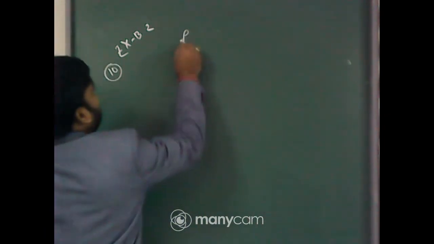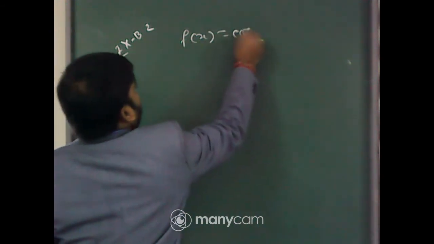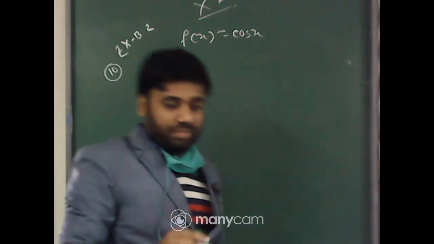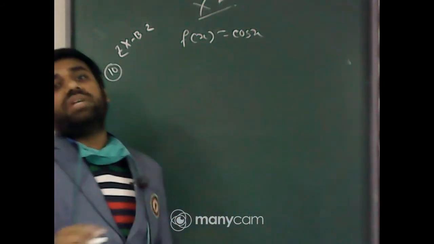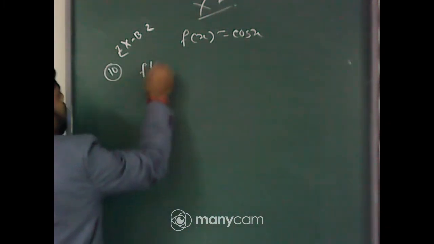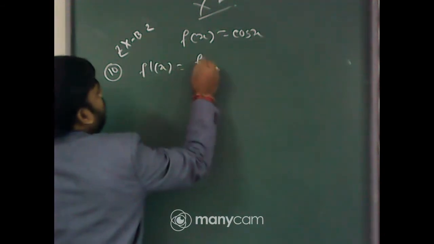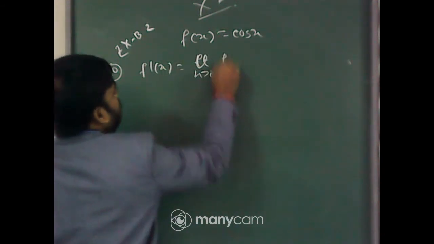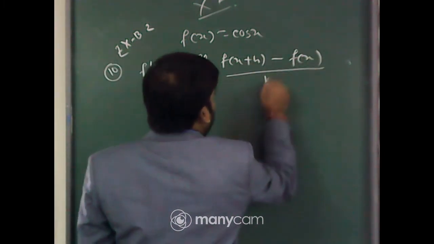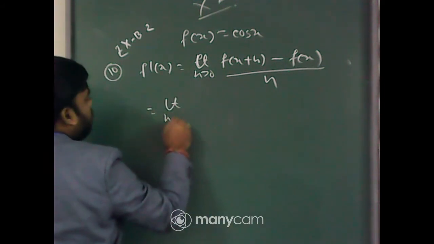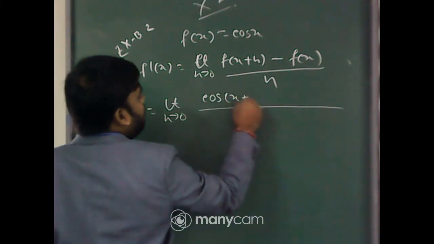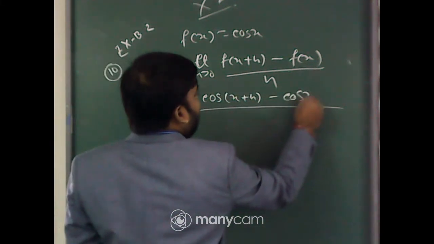It is given that f(x) equals cos x, class 11. You have to differentiate it by using first principle. So first principle, we know that f'(x) equals the limit as h tends to 0 of [f(x+h) minus f(x)] by h. Then, f(x+h) means cos(x+h), minus cos x, by h.